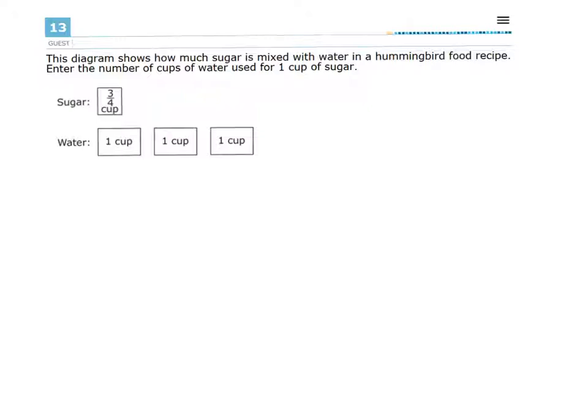In question 13, the diagram shows how much sugar is mixed with water in a hummingbird food recipe. Enter the number of cups of water used for 1 cup of sugar. There are 3/4 cups of sugar for every 3 cups of water. So now we need to figure out how many cups of water would be used for 1 full cup of sugar. We could break it down by dividing the 3/4 by 3, and that tells us there's 1/4 cup of sugar for every 1 cup of water.